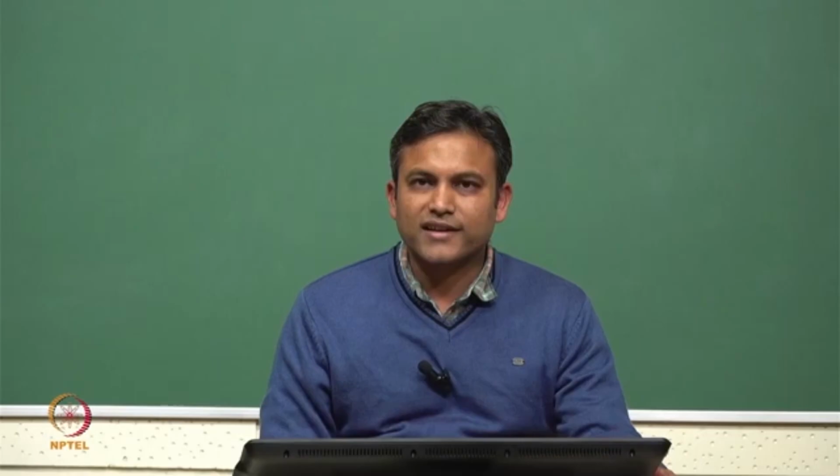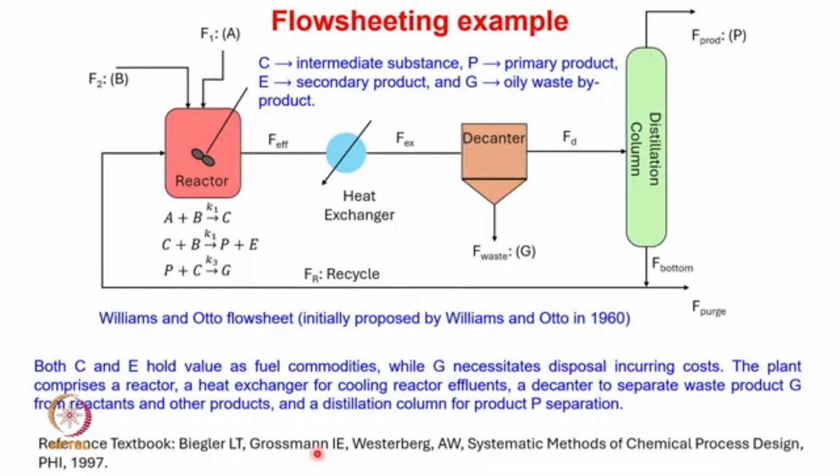Let us take a very simple example. This is a commonly used example in several textbooks. This particular flow sheet is referred to as the Williams and Otto flow sheet. This particular process was given by Williams and Otto in the 1960s. In this particular flow sheet, you can see that there are different units. There is a reactor, then there is a heat exchanger, then there is a decanter and the distillation column.